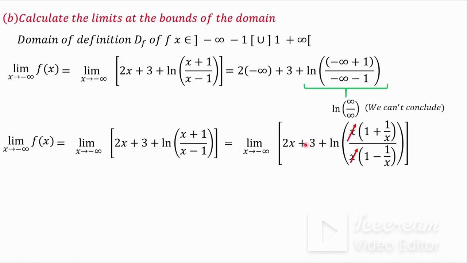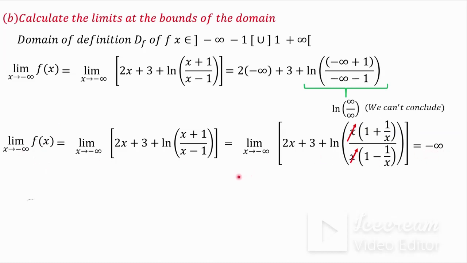So actually we are left with 2 times negative infinity, which is negative infinity, then plus 3, which is still negative infinity, then plus ln of 1. Ln of 1 is 0, which gives us negative infinity. So the limit of f of x as x tends to negative infinity is negative infinity.